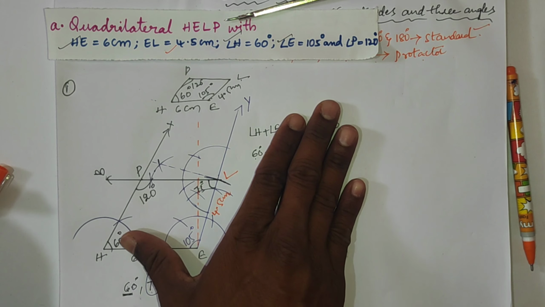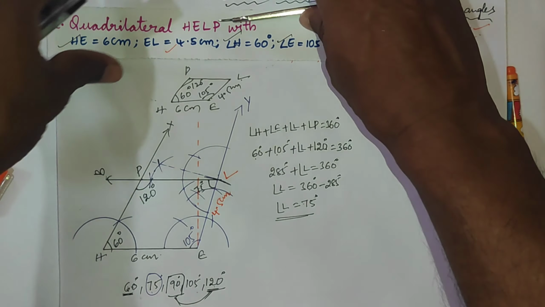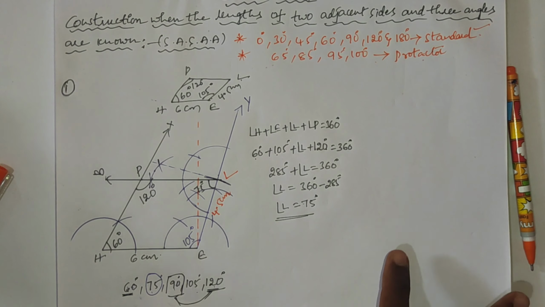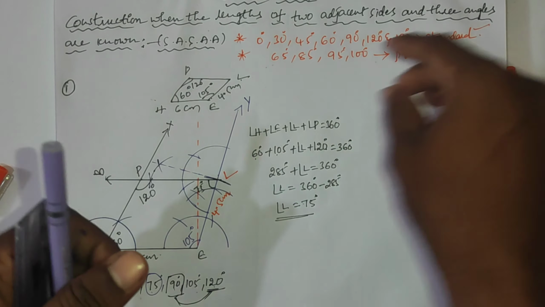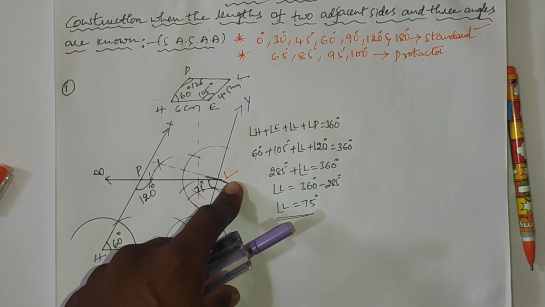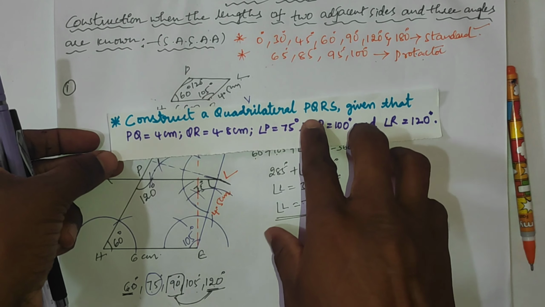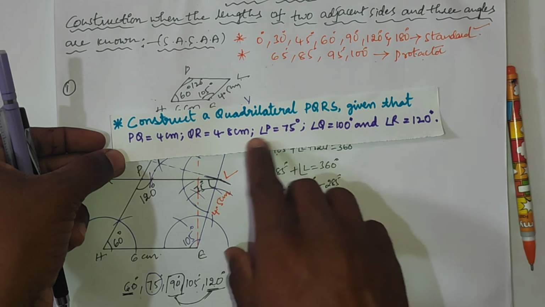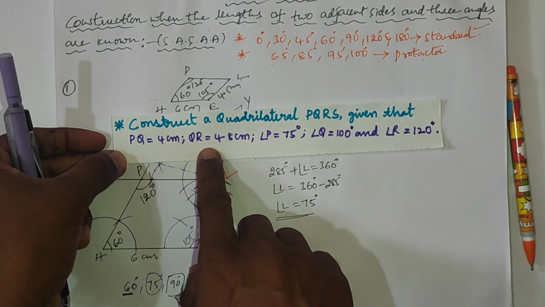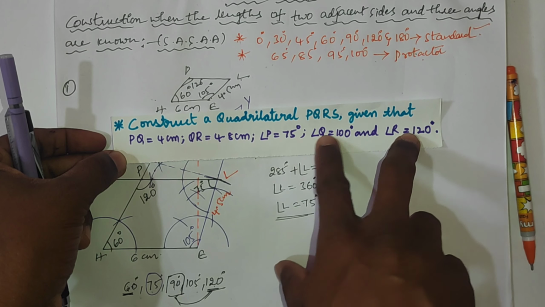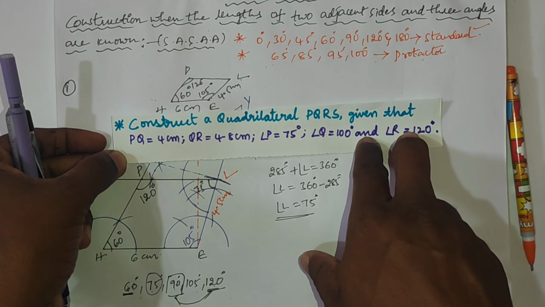Like the same question, we have an example. We'll discuss that one now. Okay, here it is sufficient. First we'll see the question. The question was: construct quadrilateral PQRS, given that PQ, QR and three angles are given. So how to construct this one, we'll see here.